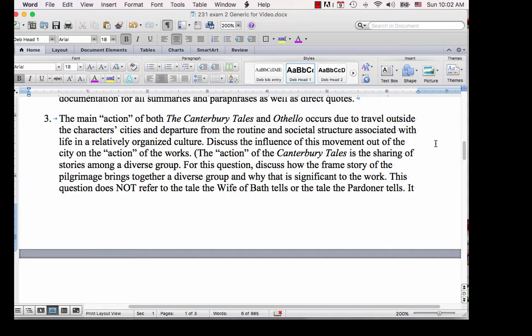And similarly, the 3 revelers in the partner's tale travel to find death. That's not what I'm talking about either. I'm talking about the fact that the wife of Bath and the partner are on a pilgrimage. That's the travel we're looking at. And again, if that's not clear, if you have any questions, email me and let me know. And let me know if there's a different approach you'd like to take so I can make sure it's cool as far as the assignment goes. And it could well be.